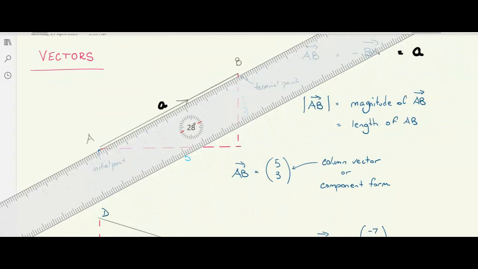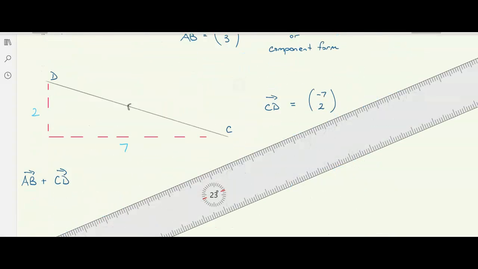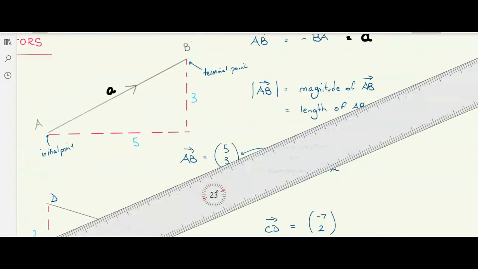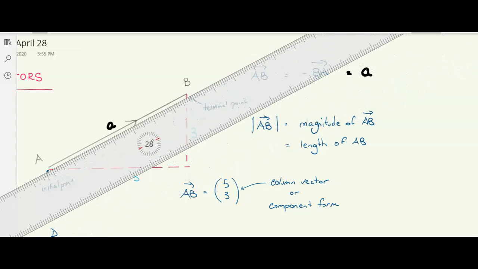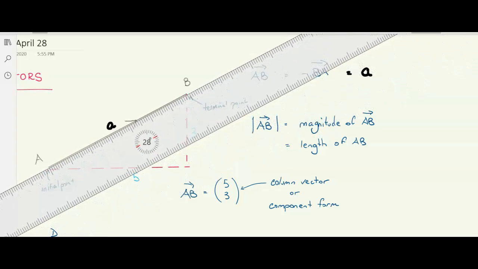So, what sort of angle does my AB go at? About 29, 28. So 28, I'm going to even measure it. Here we go. It goes at 28 degrees and 1, 2, 3, 4, 5, 6, 7.